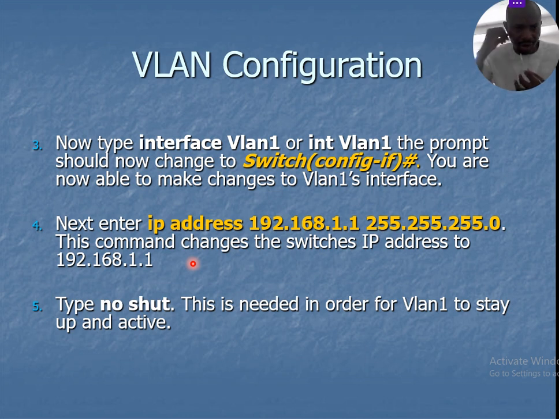Still on VLAN configuration, the third step, you type interface VLAN 1, or int VLAN 1. The prompt should now change to switch config IF. This IF, like I said, is interface. Switch config interface hashtag. This is the third step.